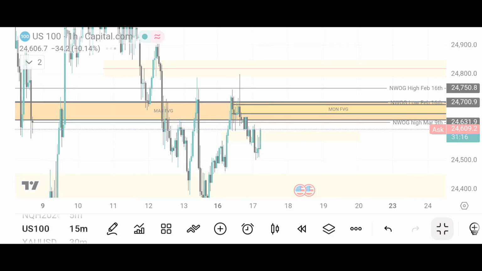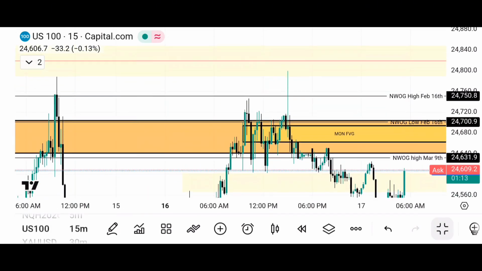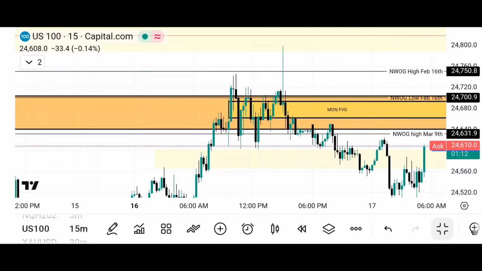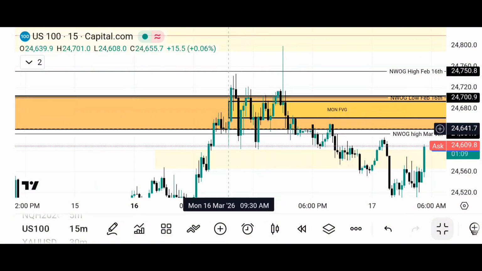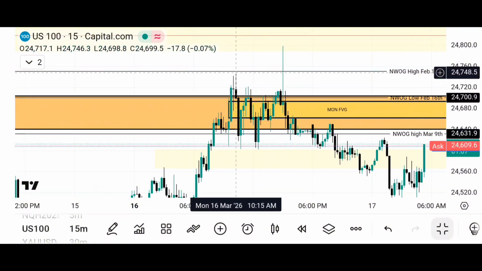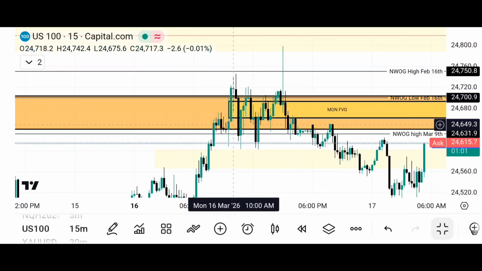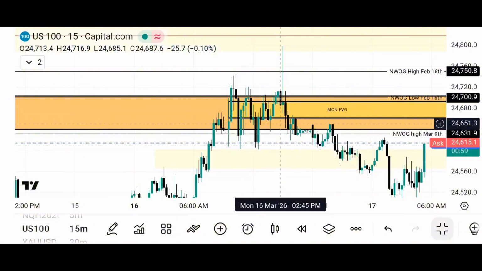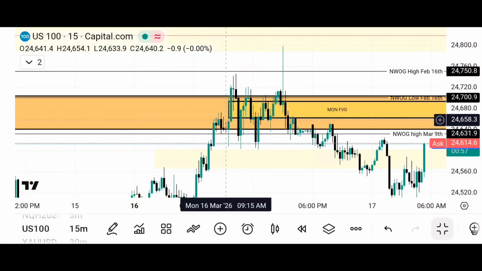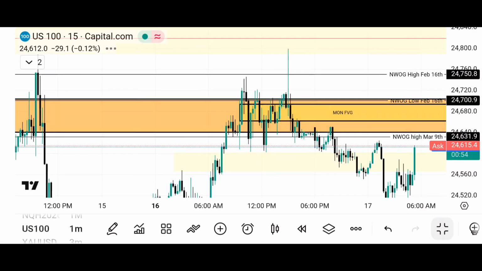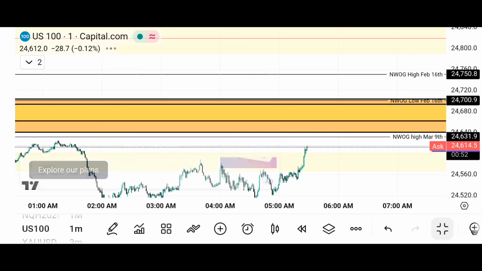And the 2022 model trade that took place, this is just it right here. This is the range. So you can see the candle staying inside this Monday's first presented fair value gap. So dropping down into the 1 minute time frame.